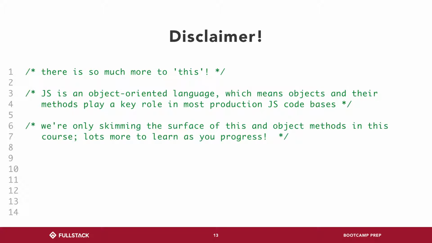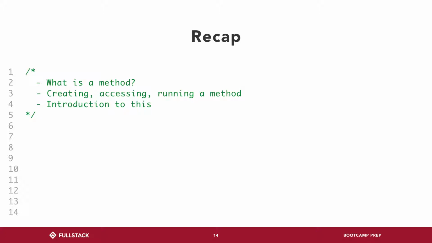JavaScript is an object-oriented language, which means objects and their methods play a key role in most production JavaScript code bases. That's why I was able to show you that we could treat strings and arrays as objects and access properties through bracket notation or dot notation, and access their methods as well. They're all using this under the hood to know which indexes are currently available and how to update their length property. We're only skimming the surface of this and object methods in this course. There's a lot more to learn as you progress.